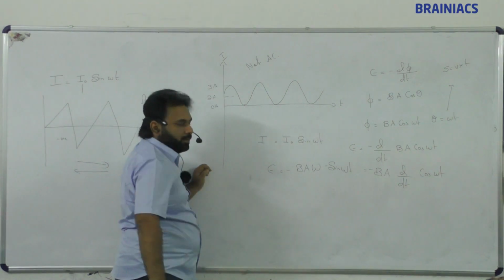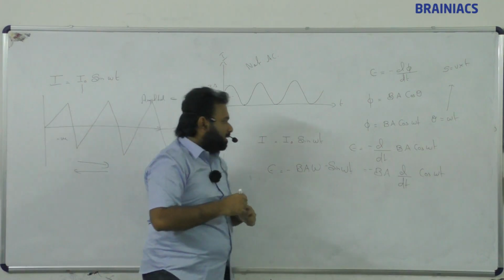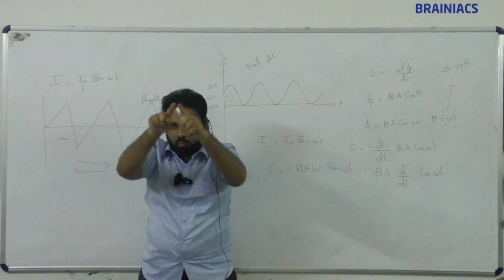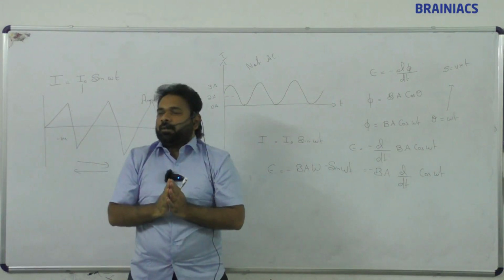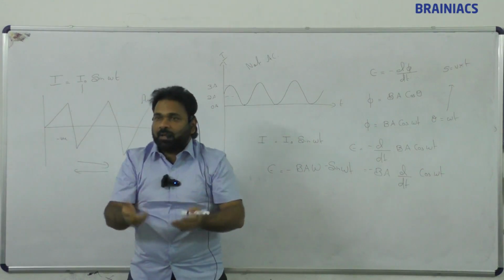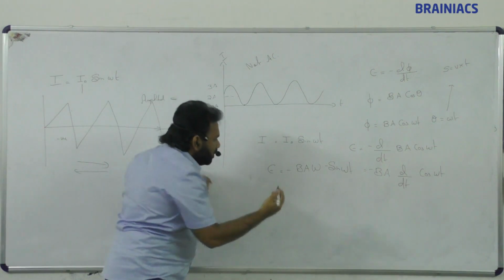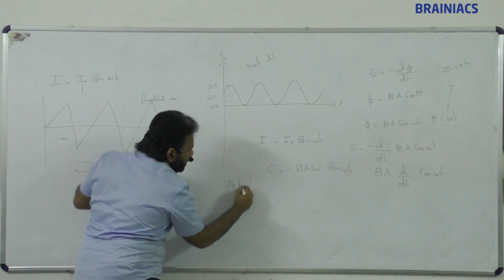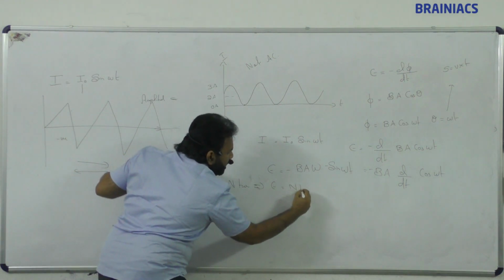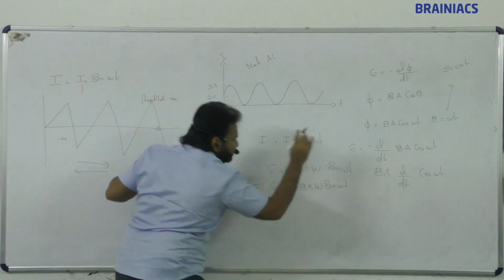Correct or what? So if a number of turns are there in this coil: one coil means one area, one more coil, two areas, three more coils, three areas. N number of coils means N areas, right? So what also will come? N turns. E is equal to NBA omega sin omega t.